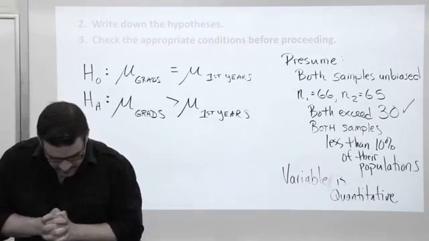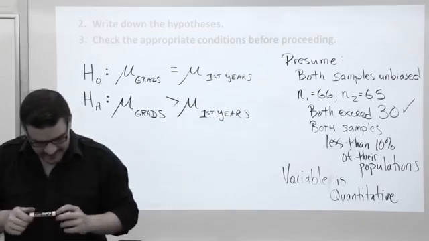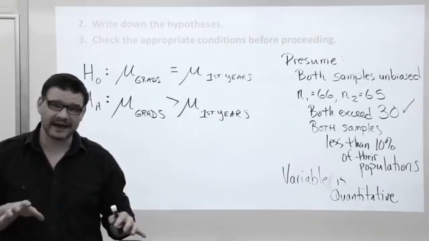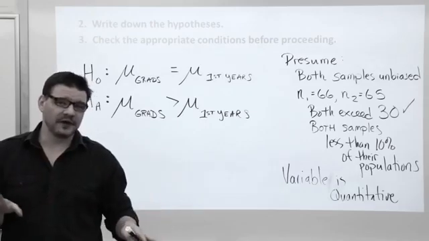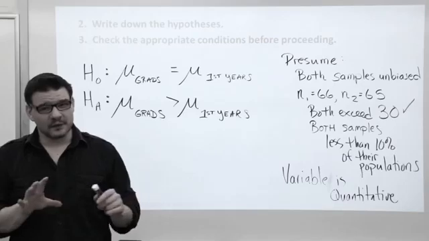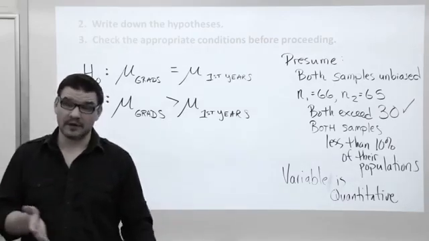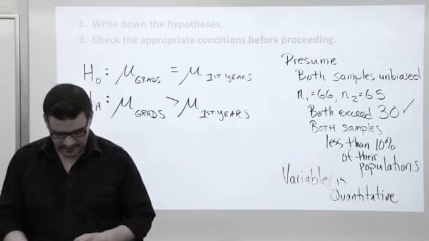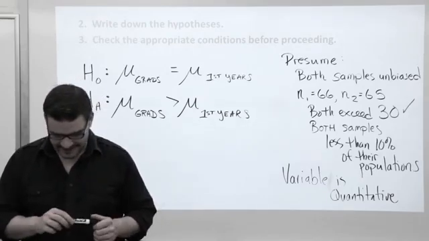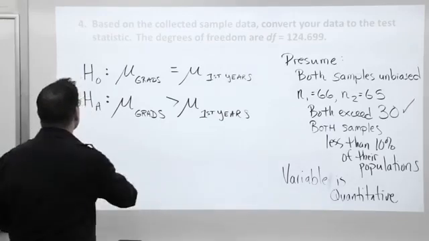Part 4, based on the collected sample data, convert your data to the test statistic. And remember in this note packet, you're given the degrees of freedom because the formula is complicated. In class, we'll run these tests directly on StatCrunch and you'll see where that number is coming from. Okay, but just trust us, it's 124.699 for this problem. All right, make some space here. Part 4.